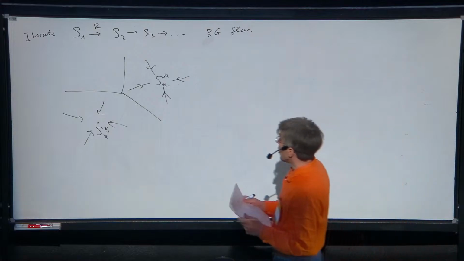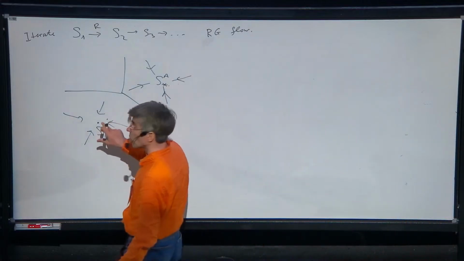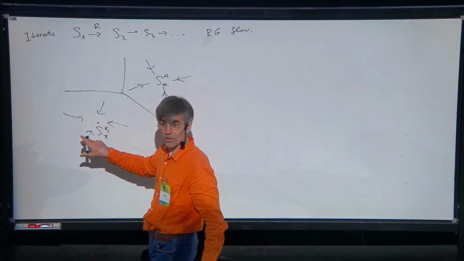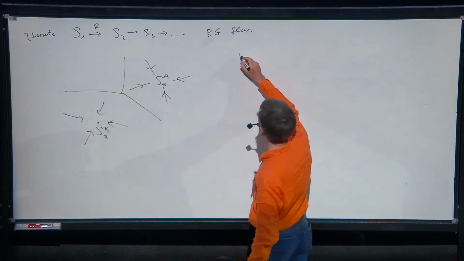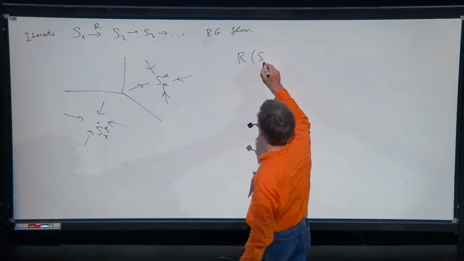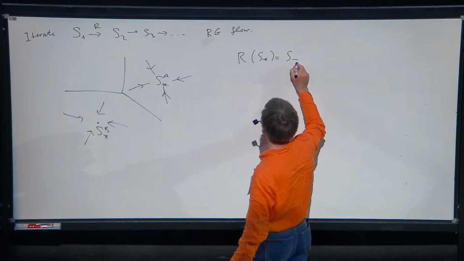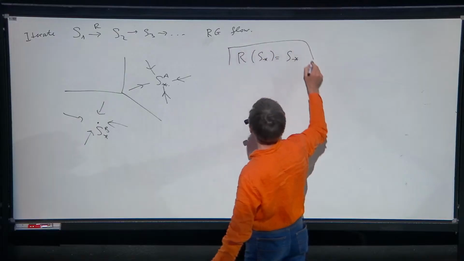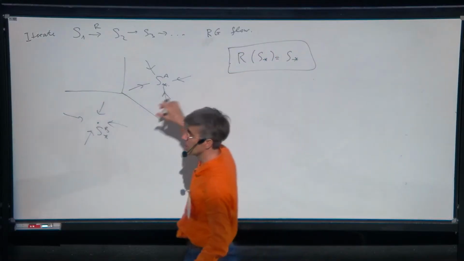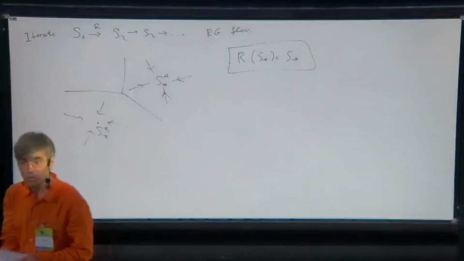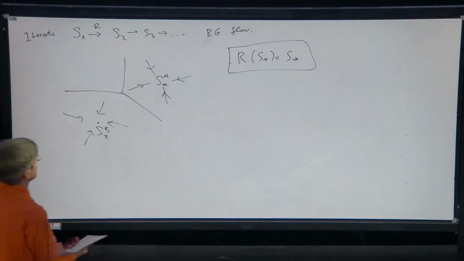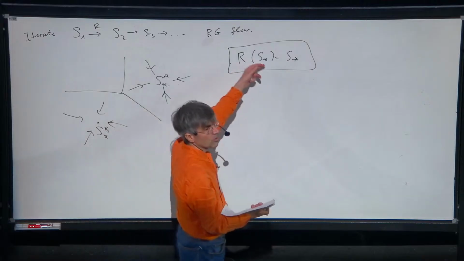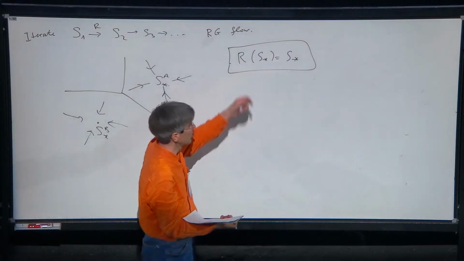And by the way, if you're only after the fixed point, then there is no need to do an iteration. To find a fixed point, you just have to solve the equation R of S star equals S star, and that's it. You don't need to do any iterations. So in fact, you may just forget about iterations and just solve this fixed point equation, and you're already going to be learning something, right? And then once you perturb around this fixed point, you're going to learn about critical exponents, so you're going to be learning a lot of things.